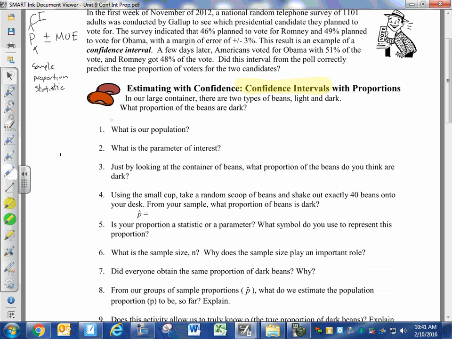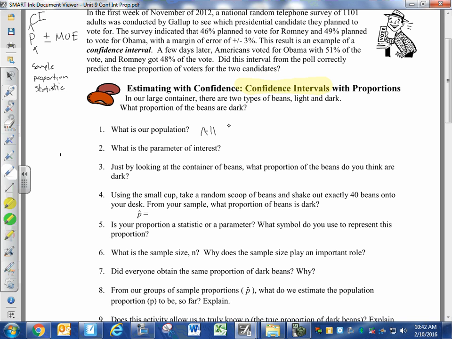Now, if I went through this example, we could just remind ourselves of some of these definitions of terms that we did back in like the Unit 1 and Unit 2, like our population. Here's our large container, 2 types of beans, light and dark. What proportion of the beans are dark? That's what we're trying to figure out. What is the population in this example? It doesn't have to do with people, right? Because we're talking about beans. It would be all the beans.